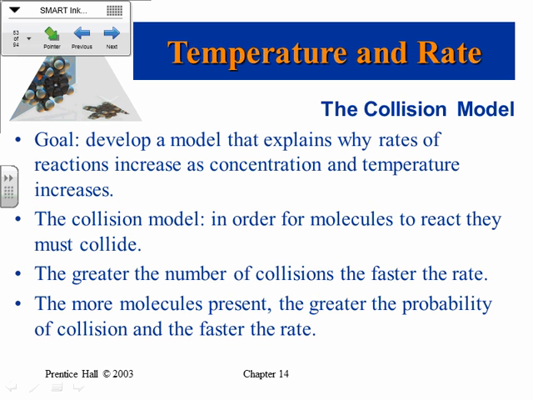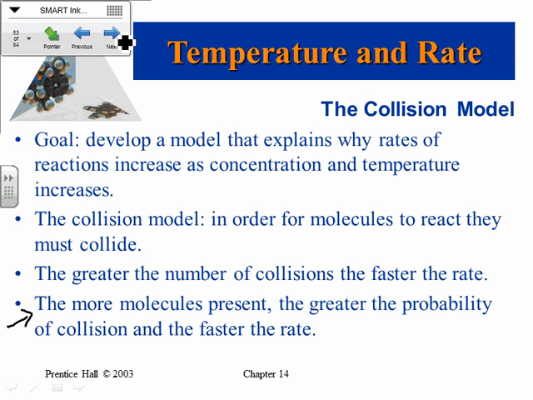The collision model basically says in order for molecules to react, they have to collide with one another. That makes good common sense, because it's hard for molecules to react if they don't actually touch or come into close proximity to one another. So we're going to say they have to collide in order to react. The greater the number of collisions, the faster the rate. And the more molecules present, the greater the probability of collision, the faster the rate. This one at the bottom is really our explanation for why concentration affects the rate the way that it does. The more molecules you have present, the greater the probability that they're going to collide with one another, and the rate's going to be faster.